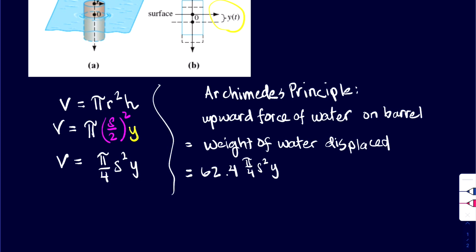And that, in turn, when we simplify, is 62.4 divided by 4, not times pi, just the 62.4 divided by 4, because I think the answer is given in terms of pi. So we would have 15.6 pi s squared y. So that was Archimedes' Principle. This is what we get from Archimedes' Principle.